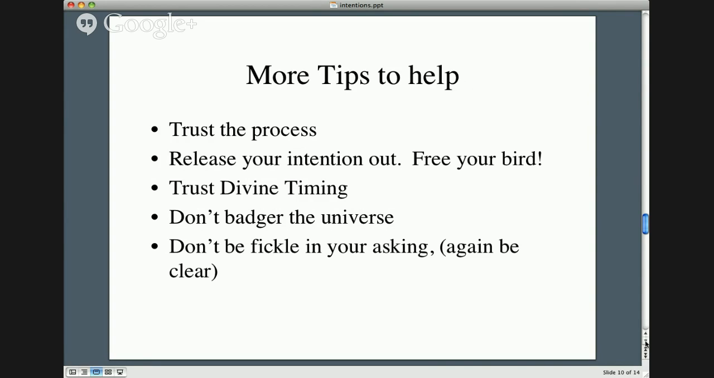Free the bird, let it go, release that. Be what we also call, like in Buddhism, detach from the result and allow the result. Because sometimes too, we have an idea of what we want something to look like, and the universe has a better idea for us. That can happen when we're saying, I need a new home, I want a place to live, I want it to look exactly like this.